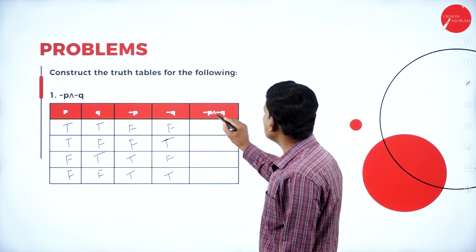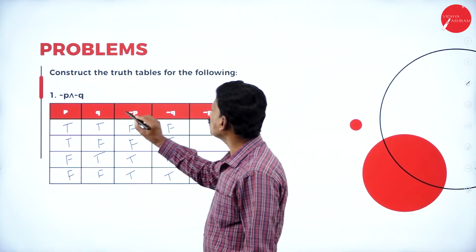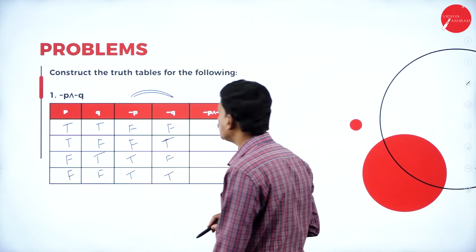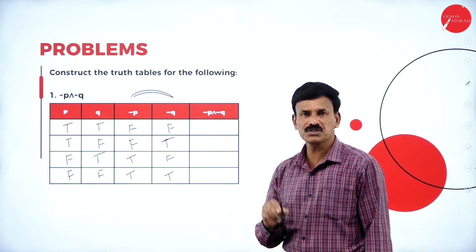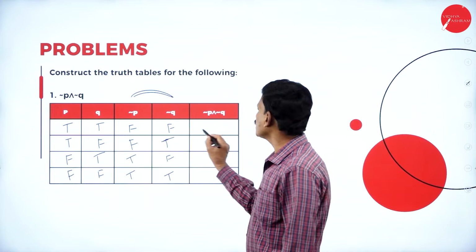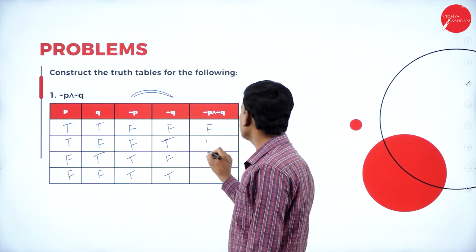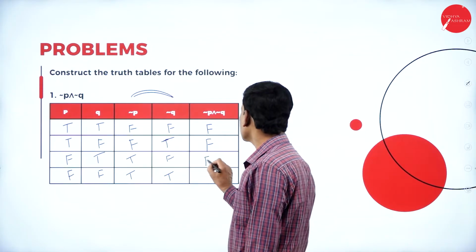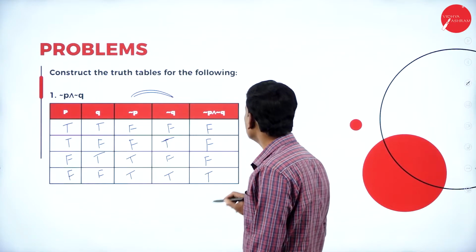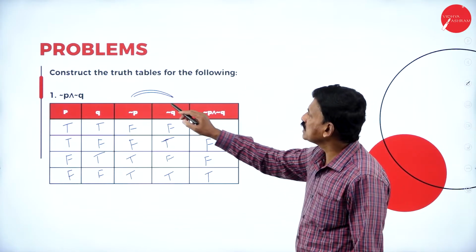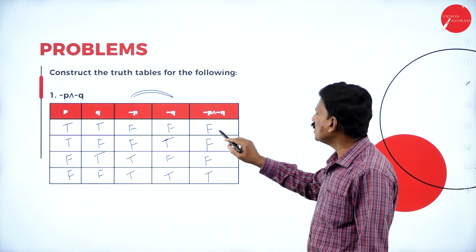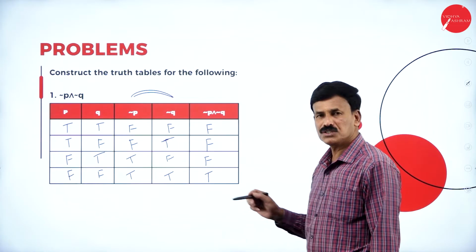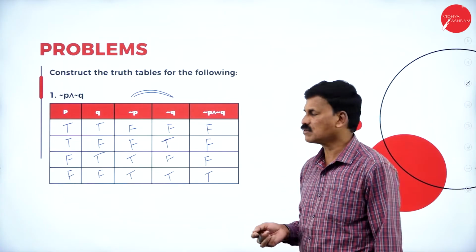Now, negation of P, conjunction, negation Q. So, the conjunction between these two. What is the conjunction? In case of true and true it is true, in other cases it is false. So, false and false is false. False and true is also false. True and false is also false. True and true is true. Therefore, the truth table for the given compound proposition, negation of P conjunction negation Q, is F, F, F, T. So, this is also neither a tautology nor a contradiction.